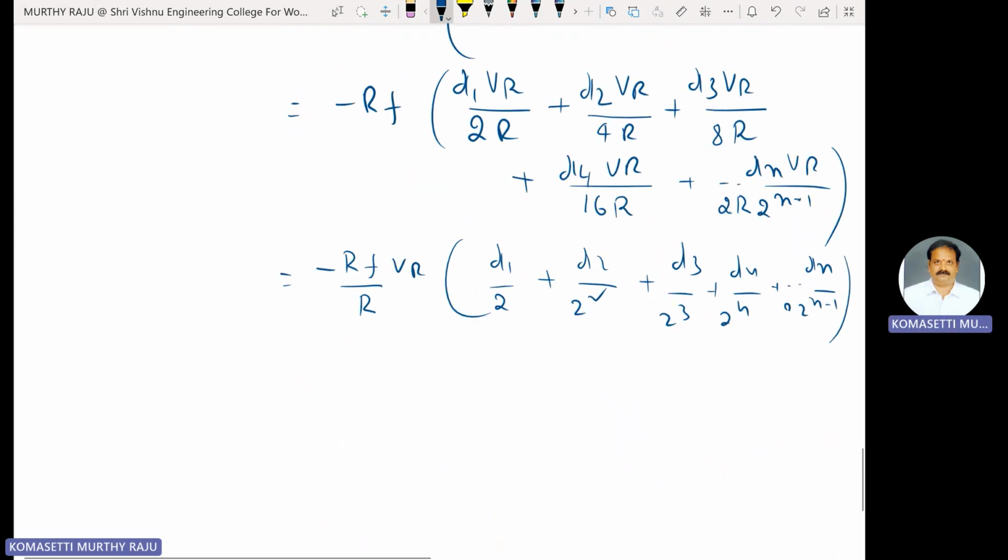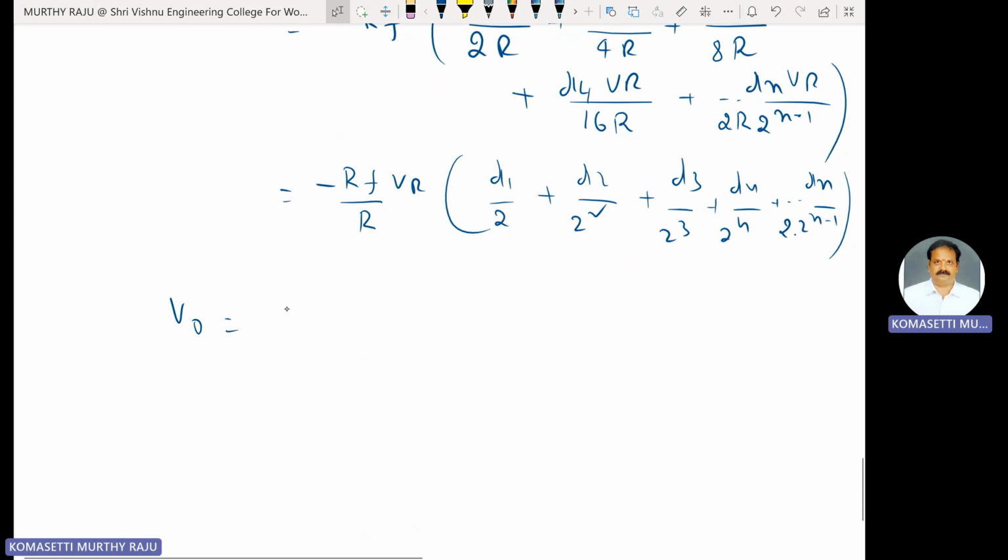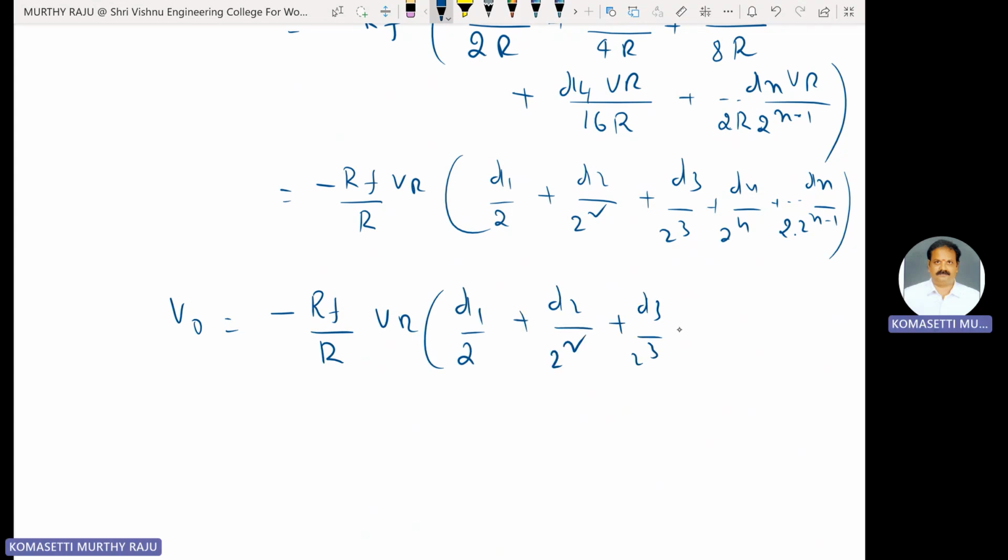Here one more 2 is there. Therefore, finally, V naught is equal to minus RF by R VR, D1 by 2 plus D2 by 2 square plus D3 by 2 cube plus D4 by 2 power 4 and so on and so forth. Here 1 is 2 power 1, here 2 power n minus 1. This 1 and this minus 1 are cancelled. That is 2 power n, where n is the number of bits in the digital data.